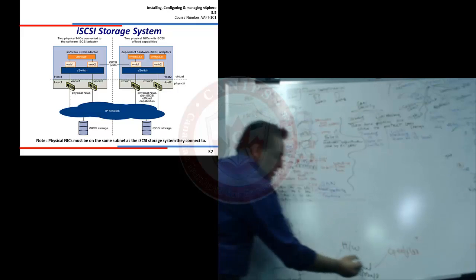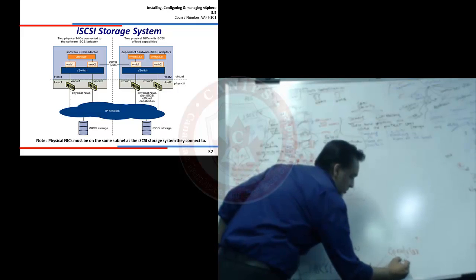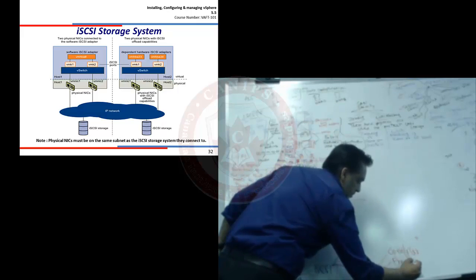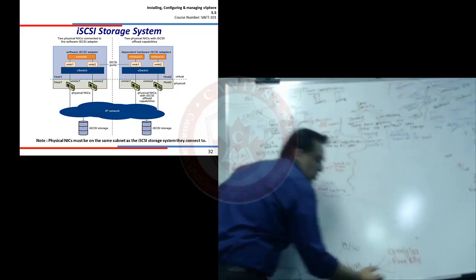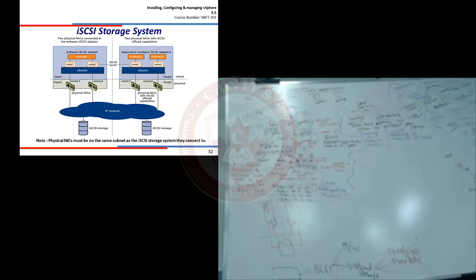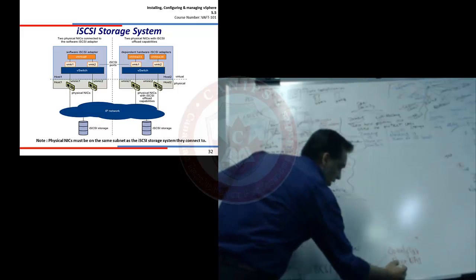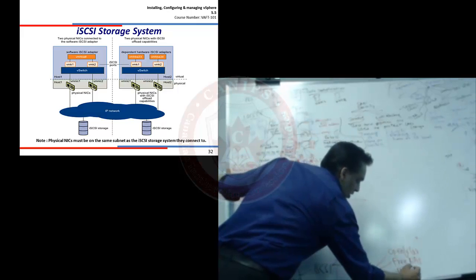Other than this, there is also something called FreeNAS. Other than this, you can also create an iSCSI SAN using Server 2012. In Server 2012, there is also a feature of iSCSI Target and iSCSI Initiator. You can also use that as well. That also gives you an iSCSI SAN.